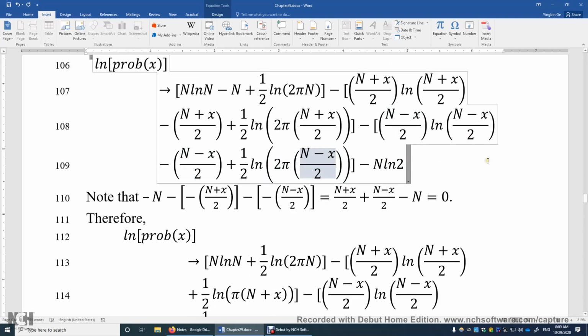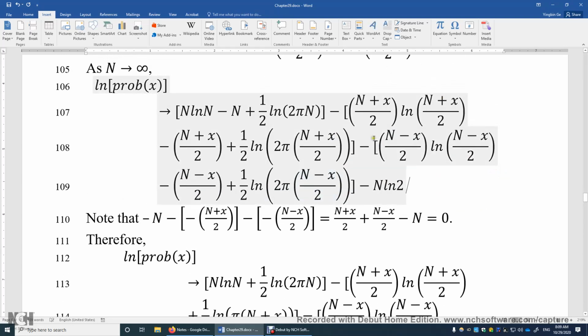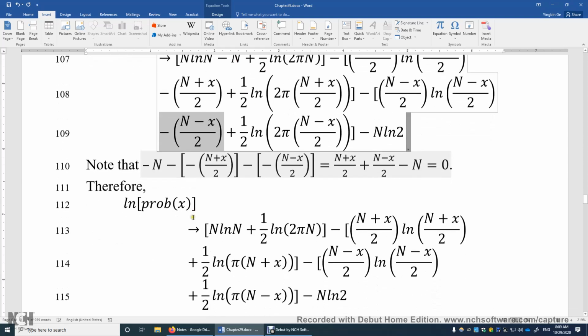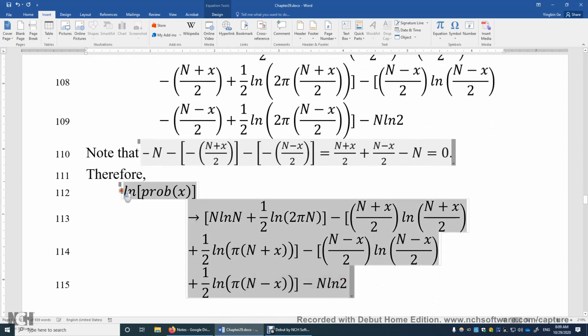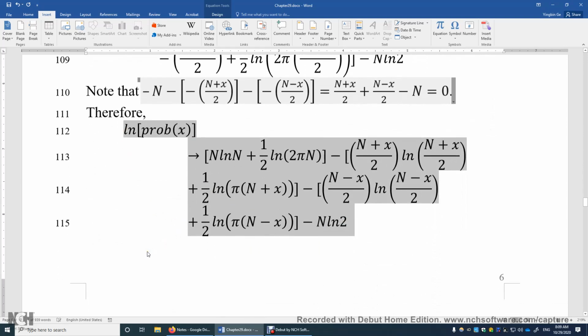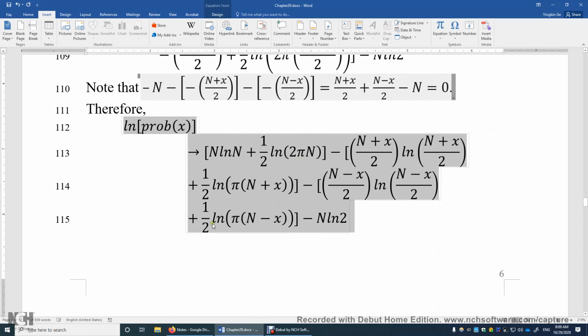We're going to do a lot of simplification. So, for example, this minus n minus negative n plus x over 2 minus n minus this negative n minus x over 2 is going to be 0. So this minus n, this minus n plus x over 2, this minus n minus x over 2, these 3 terms cancel, and then we have a simplified equation here. Well, it's still complicated, but we will further simplify this.